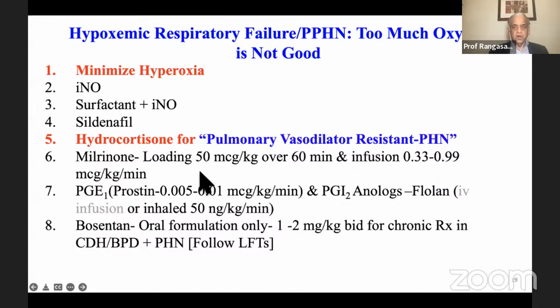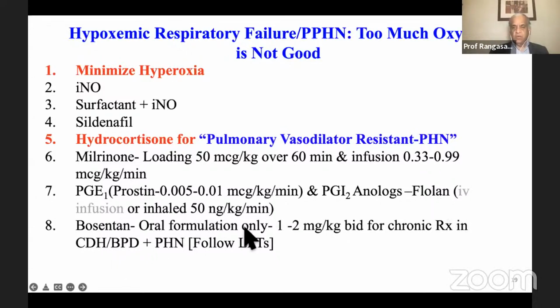I recommend a loading dose followed by infusion. I generally don't like to use a loading dose. I just start an infusion. PGE1, prostin, 0.005 to 0.01 mg per kilo per minute. Some places PGI2 analogs are used, Flolan. IV infusion, very, very limited data. Most of it is inhaled, 50 nanograms per kilo per minute as Flolan inhalation.